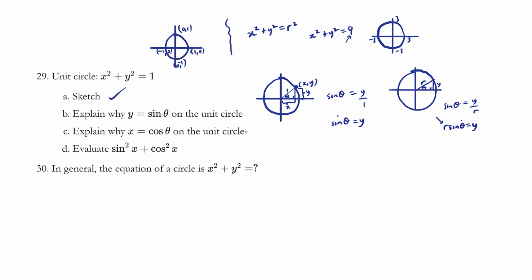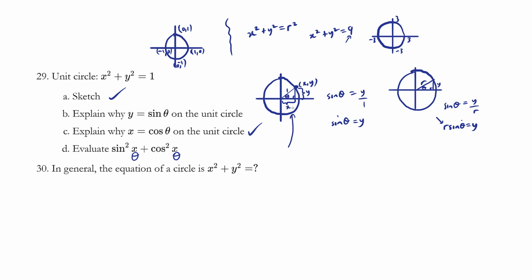Alright, so using SOHCAHTOA, this is the same thing for cosine. And what is sine squared theta plus cosine squared theta? What is the value? So let's go back to this unit circle.